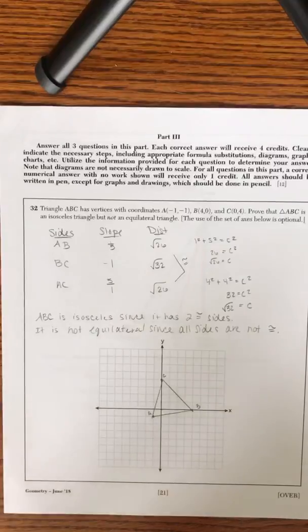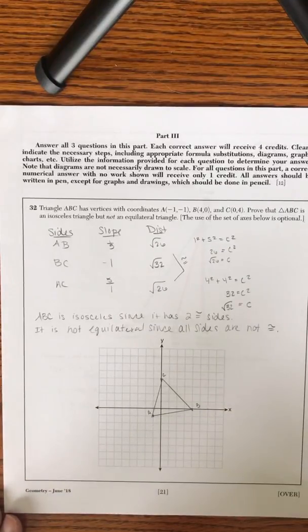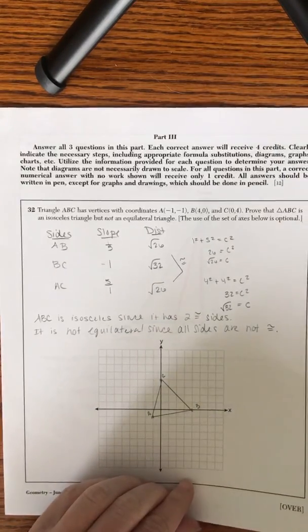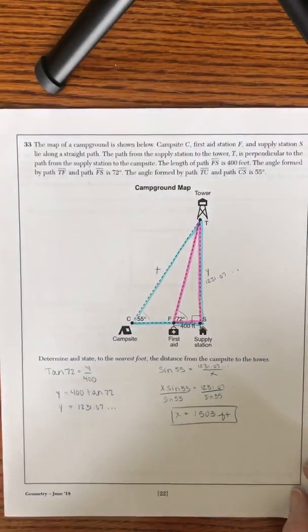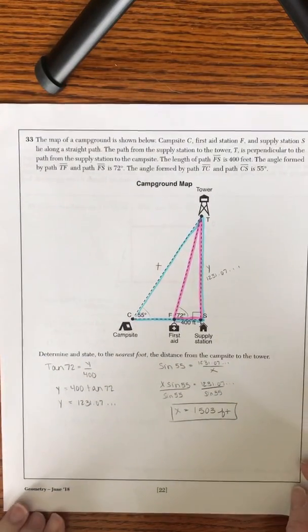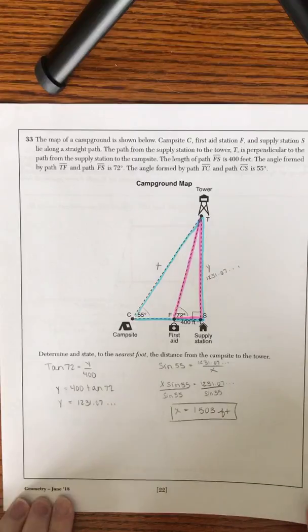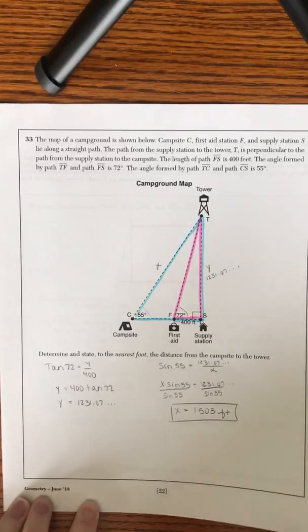Okay, 32, this is kind of recent. We do side slope distances and we write a conclusion. It's isosceles since it has 2 congruent sides. It's not equilateral since all sides are not congruent. We actually did 33 in our notes recently, so this one probably looked familiar. Final answer is 1,503 feet.